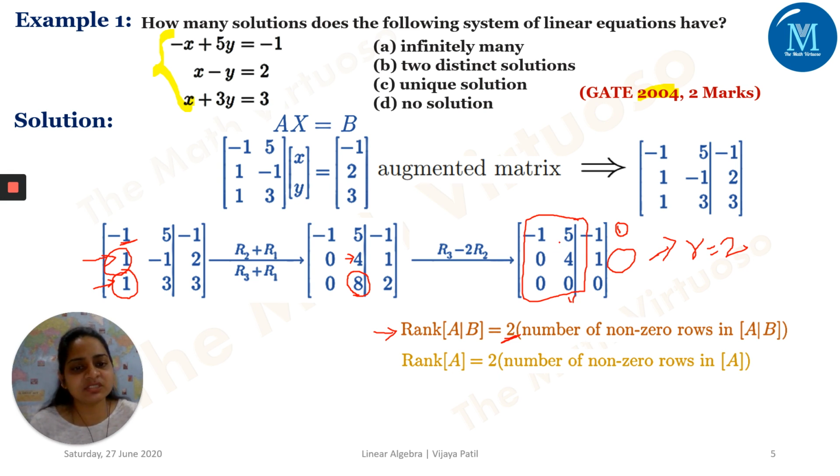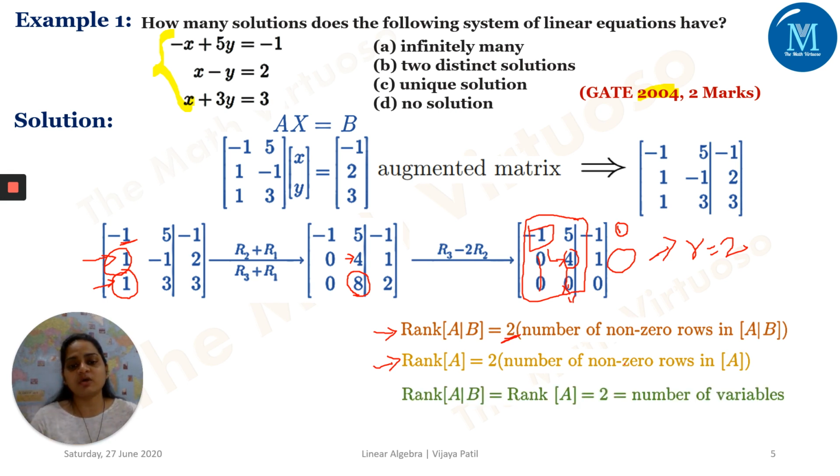Now in this matrix, again the same situation. This is my first non-zero element, below that is 0. Moving to the next, this is my first non-zero element, below that is 0. This is an echelon form, and in this echelon form how many non-zero rows exist? This is the first row and second row. That means the rank of A is equal to 2. Therefore the rank of A comma B and the rank of A are both equal to 2.